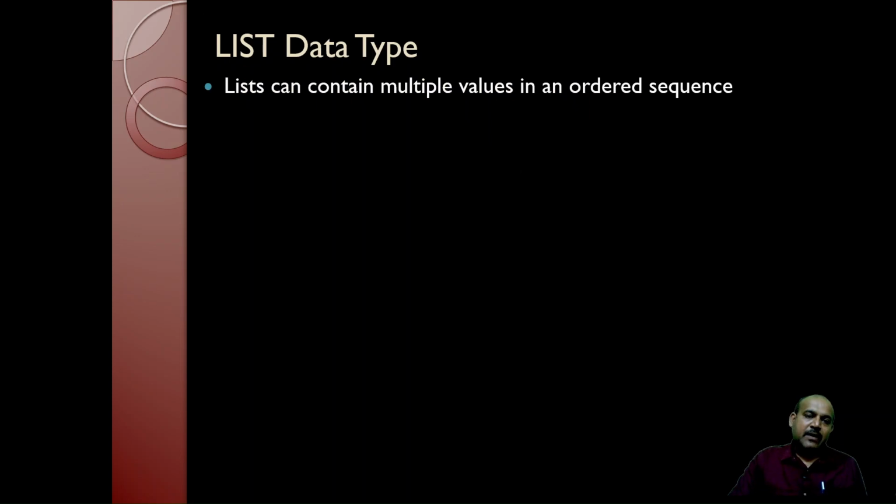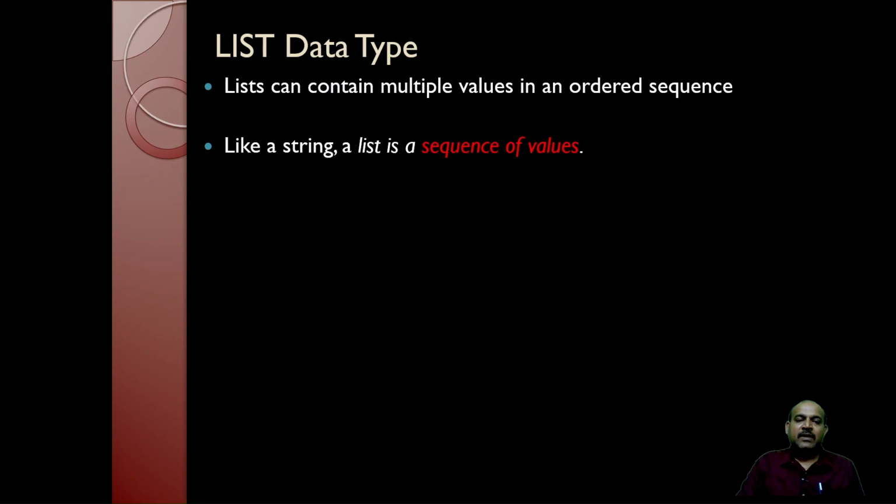In this session, I am going to talk about list that is used in Python. List is a data type. So let us define a list first. List is a value that contains multiple values in an ordered sequence.